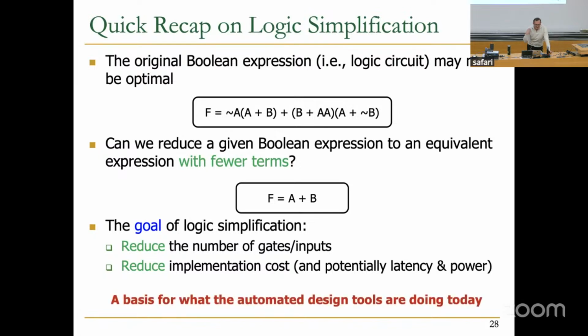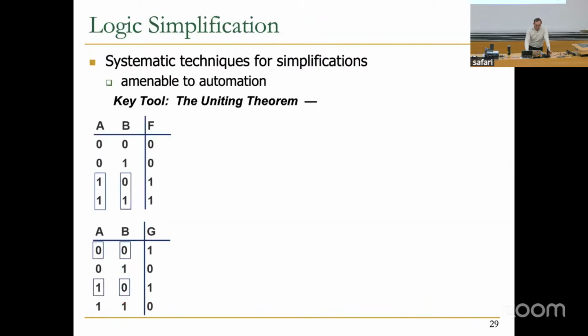Automated design tools do all of that today to some level of goodness, and they're much better than in the past. But almost always they use theorems and Boolean algebra. For example, one key tool is the uniting theorem. There need to be systematic techniques that these tools follow, so the uniting theorem is important. It basically simplifies this function.